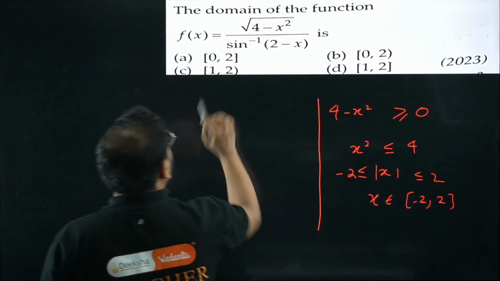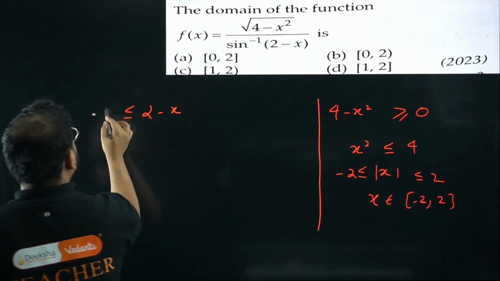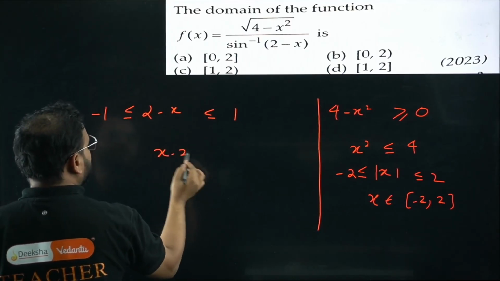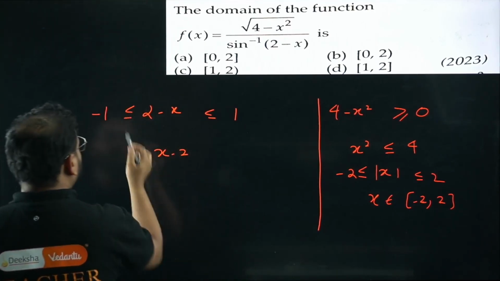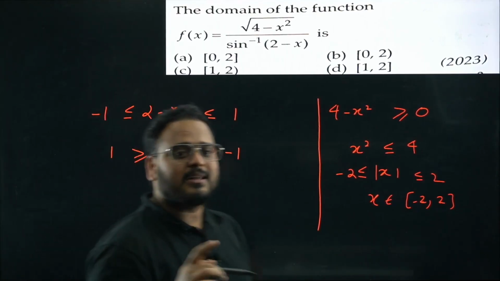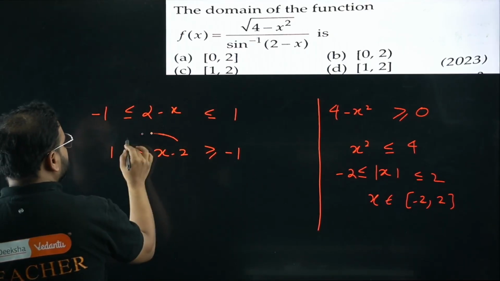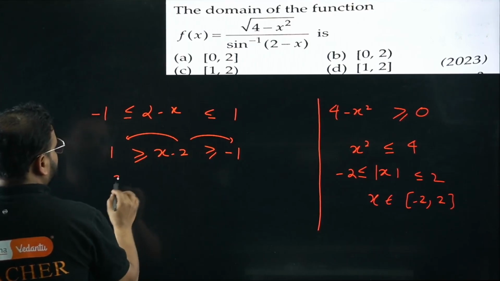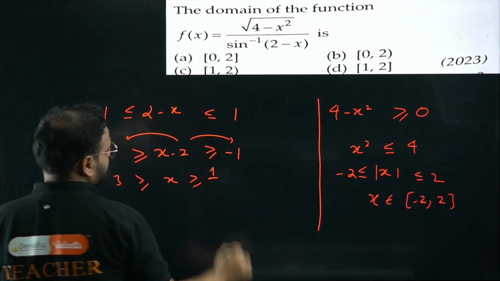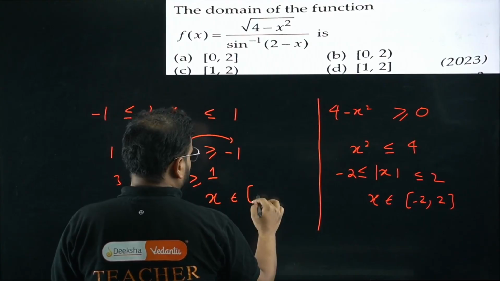For this, please check sine inverse. I know 2 minus x should be between minus 1 to 1. I can write this as x minus 2. If I do that, I'm multiplying this with minus sign, so the sign will reverse, and the inequality will become like this, 1 over here and minus 1 over here. I have multiplied both sides with minus 1, so the inequality has reversed. Please check. I can move this 2 to this side, and I get 3 over here, x, and then minus 1 plus 2 will become simply 1. From here I'm getting x belongs to 1 to 3.